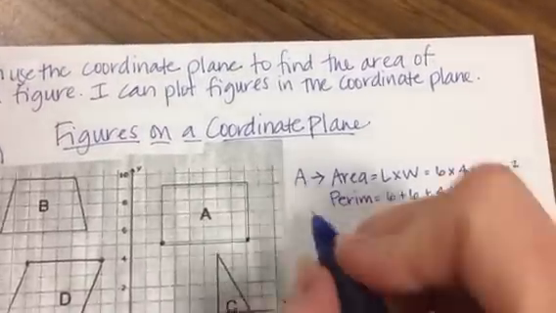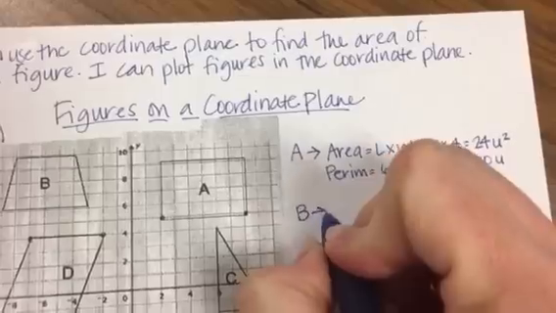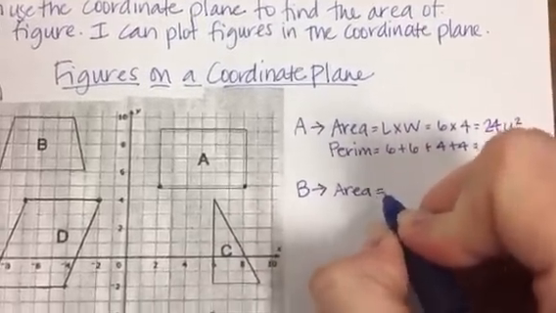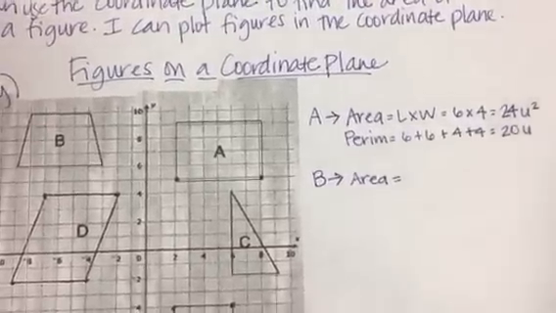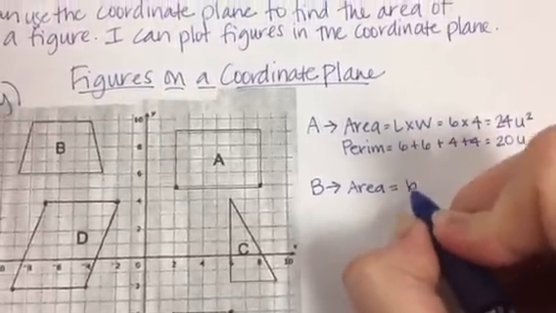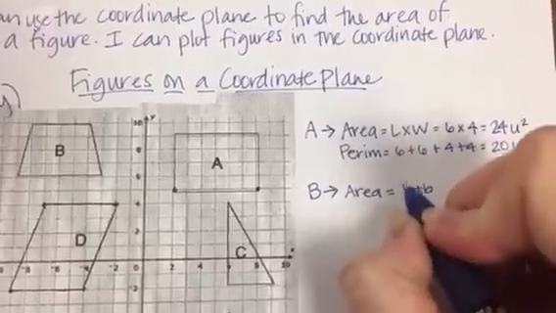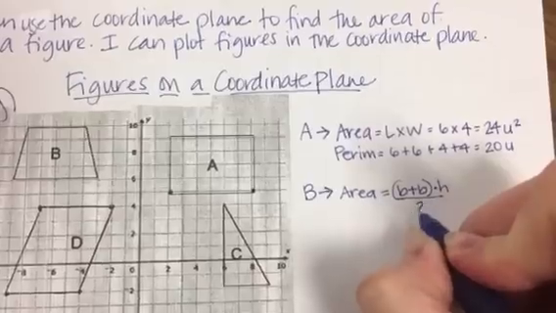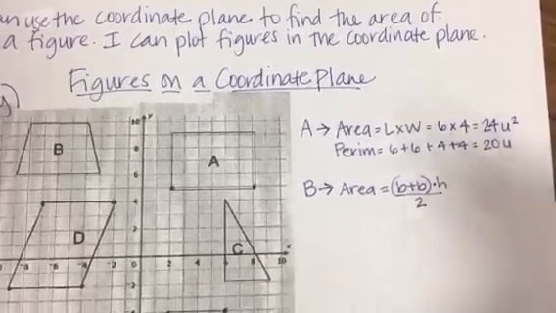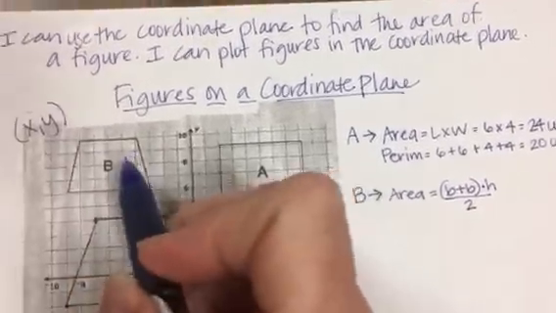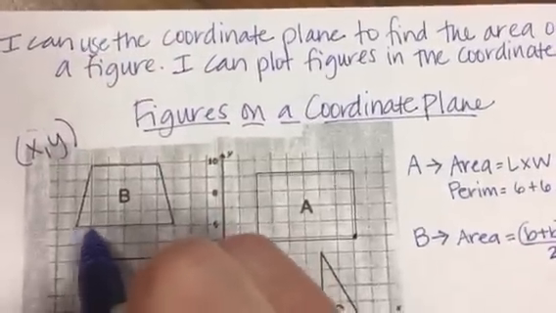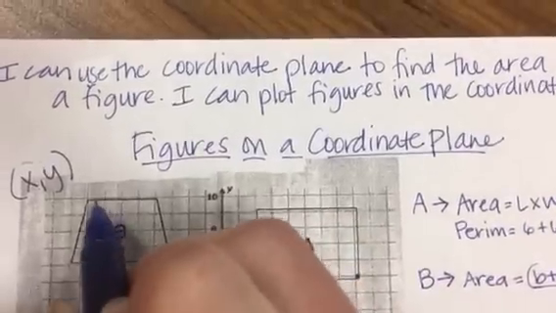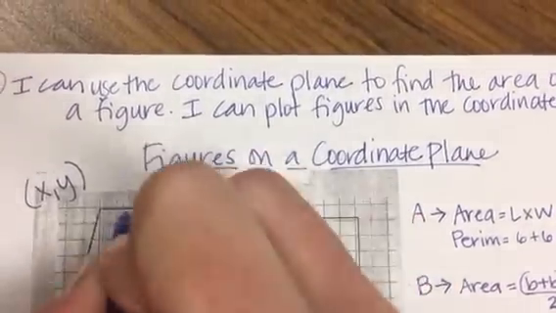Let's do figure B. Figure B is a trapezoid. We're only going to find the area of this figure. So the area of a trapezoid, if you remember, and you do need to memorize this formula, is base 1 plus base 2. Then we multiply that by the height, and then we divide it by 2. If we take a look at figure B, base 1 would be 1, 2, 3, 4, 5, 6. So base 1 is 6. Base 2 is 1, 2, 3, 4.